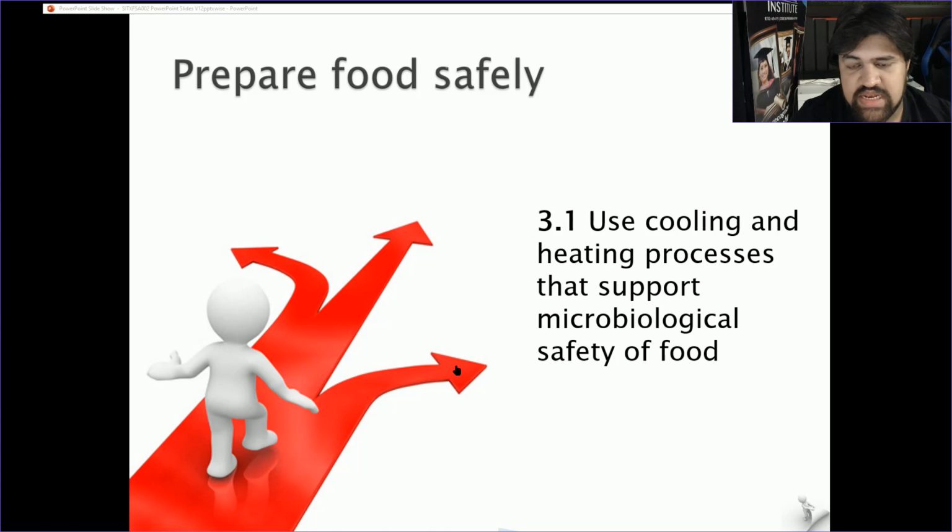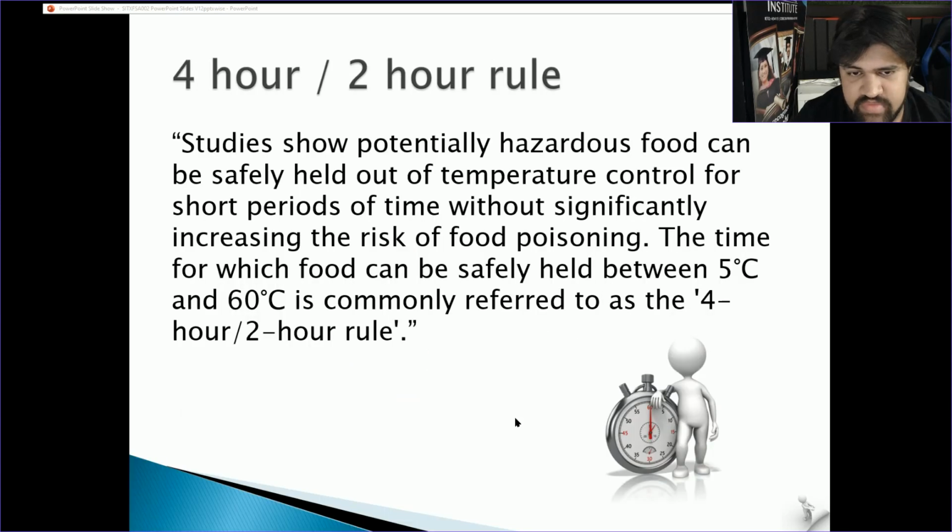Use cooling and heating processes that support microbiological safety of food. The 4-hour, 2-hour rule. Studies show potentially hazardous food can be safely held out of temperature control for short periods of time without significantly increasing the risk of food poisoning. The time for which food can be safely held between 5 degrees Celsius and 60 degrees Celsius is commonly referred to as the 4-hour, 2-hour rule.